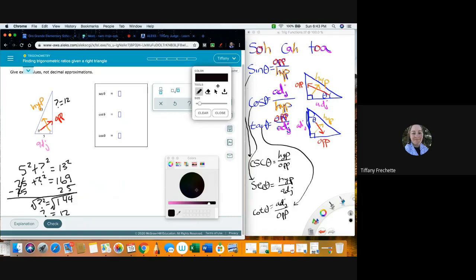So now we're just going to go through and fill out our functions here. All right, so secant, we have opposite over adjacent. So opposite is 12.